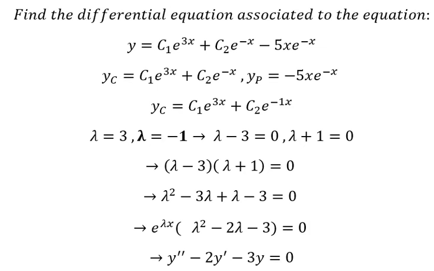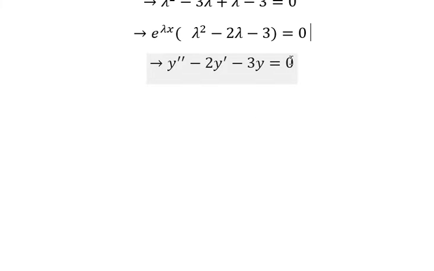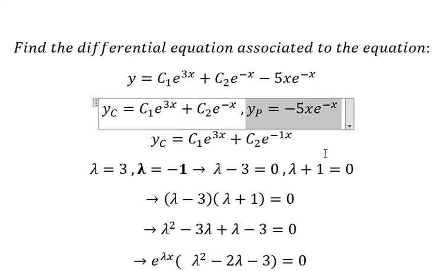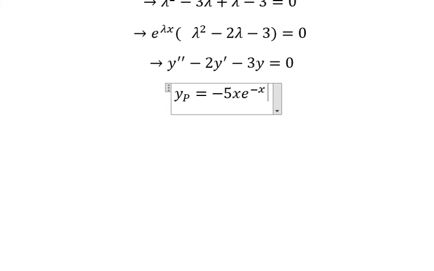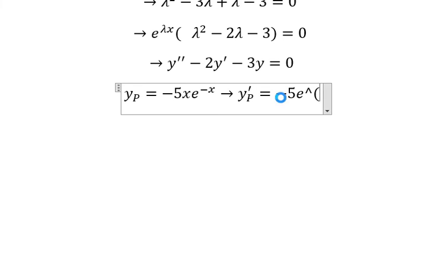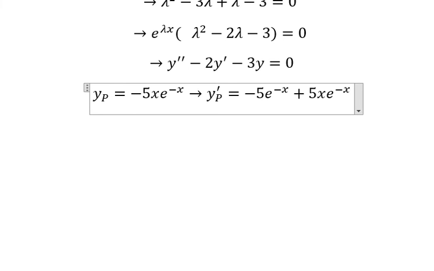Next, we have the particular solution. Because we want to find what is the unit on the right, we have this one. Now we need to do the first derivative of yp. So we have like this. So we do the first derivative of s. So we have like this.